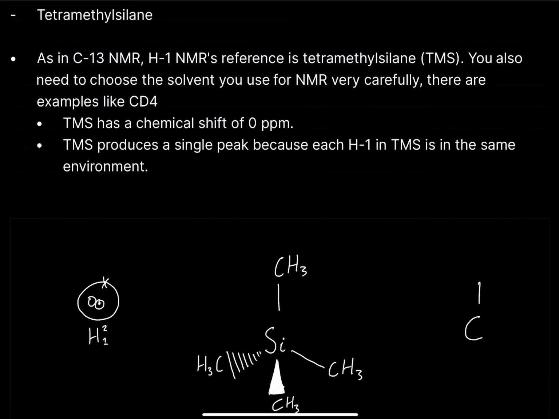Now, tetramethylsilane. As in carbon 13 NMR, hydrogen 1 NMR's reference is tetramethylsilane, or TMS. You also need to choose the solvent you use for NMR very carefully. There are examples like CD4, right?